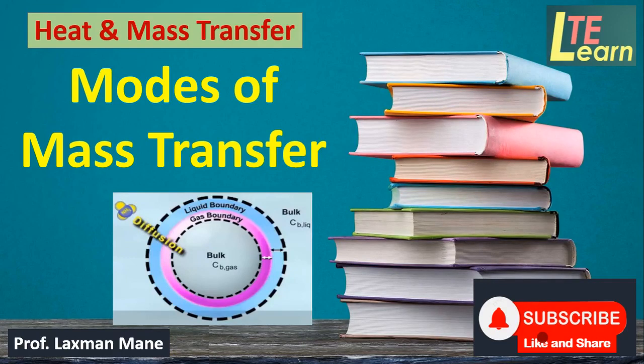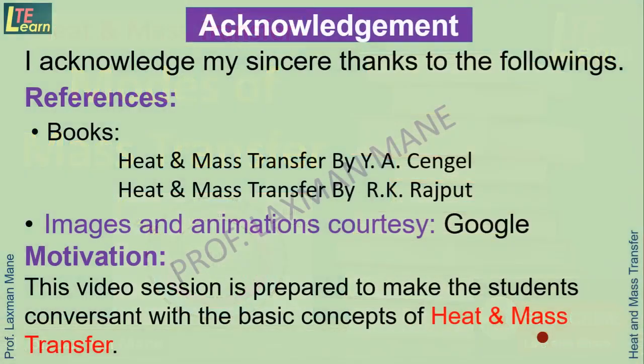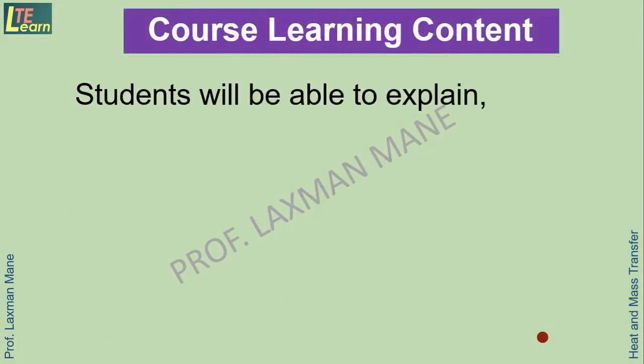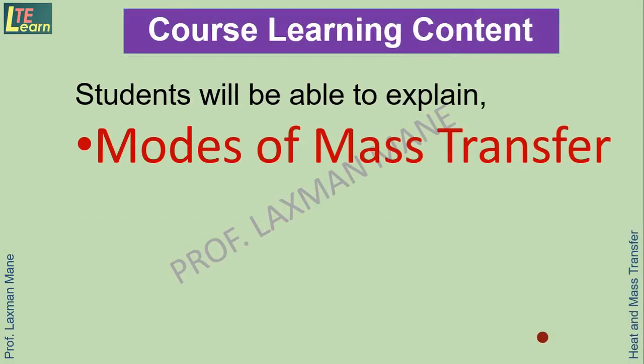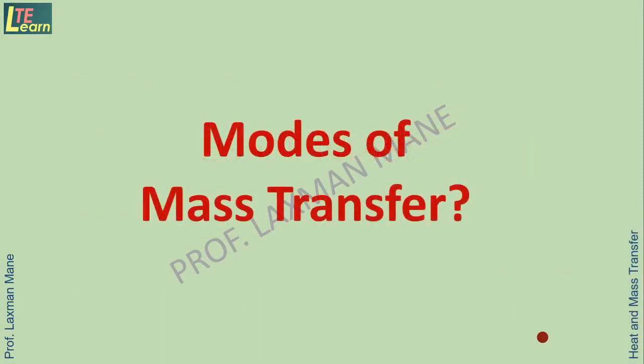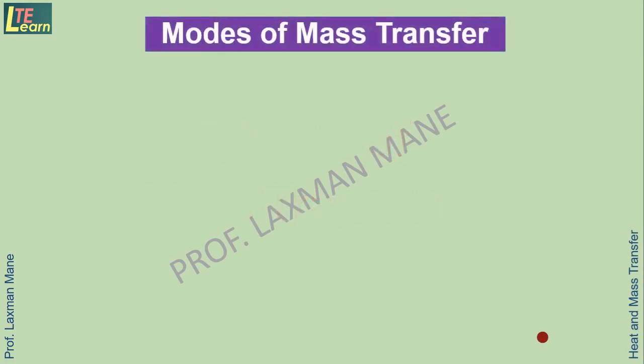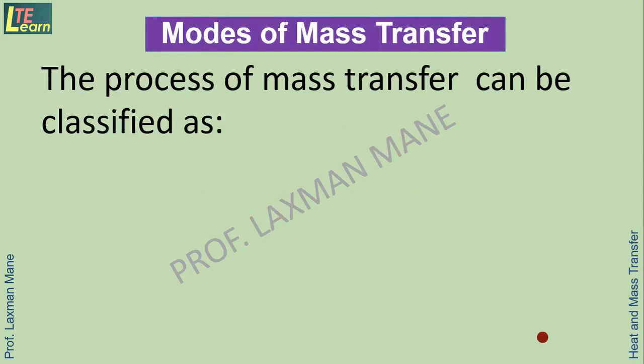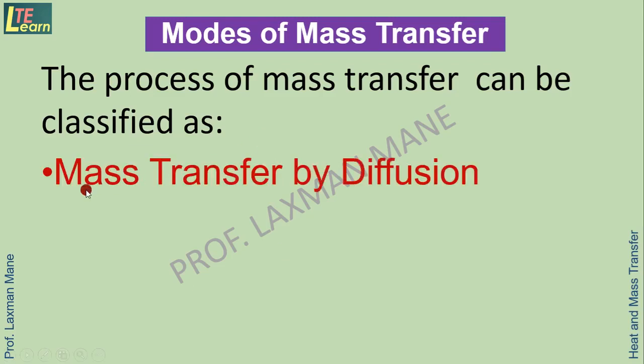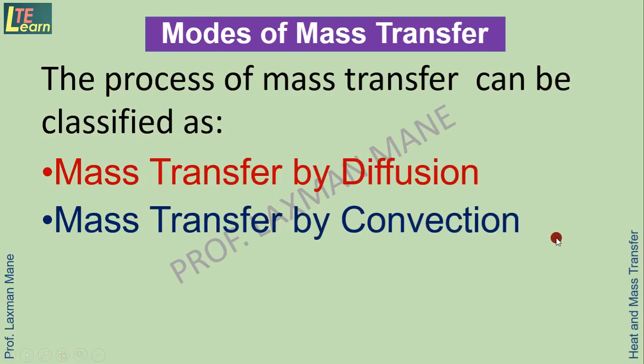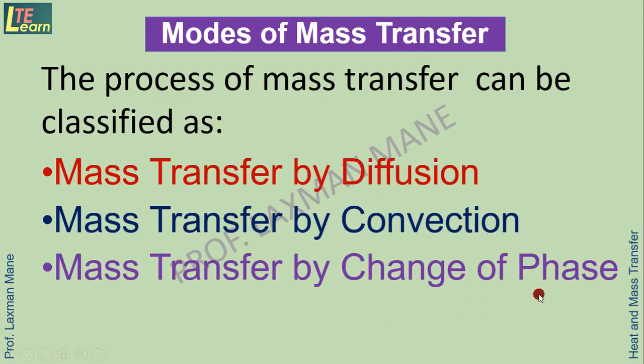In this session, you will be able to explain modes of mass transfer. Modes of mass transfer means the process by which mass transfer takes place. The process of mass transfer can be classified into three major categories: mass transfer by diffusion, mass transfer by convection, and mass transfer by change of phase.